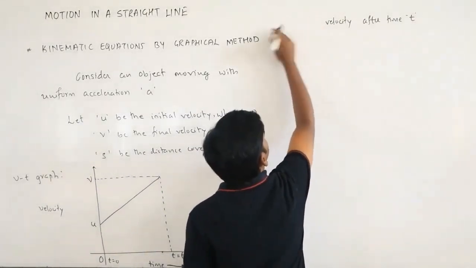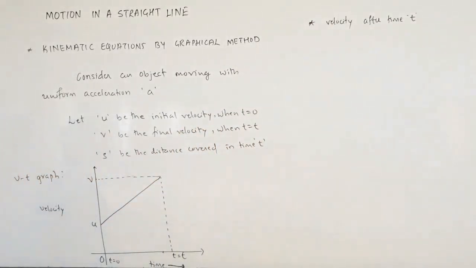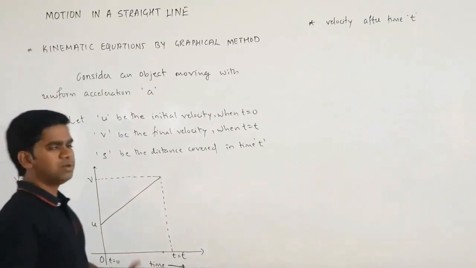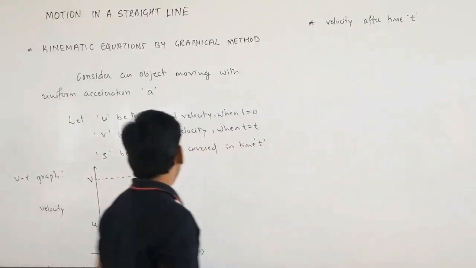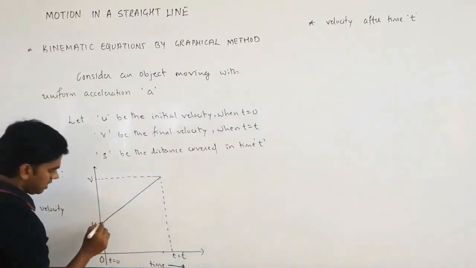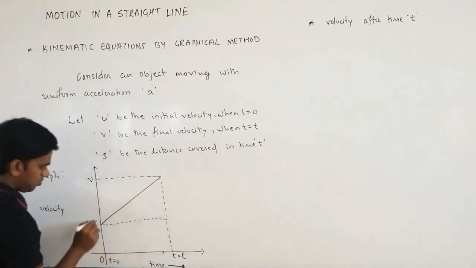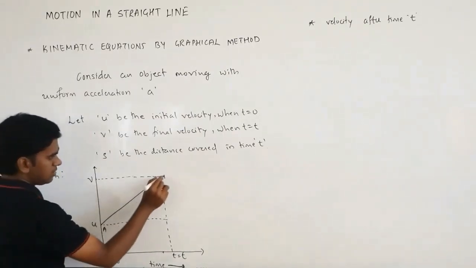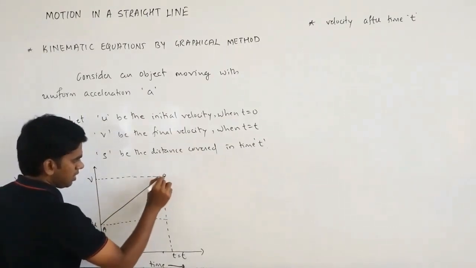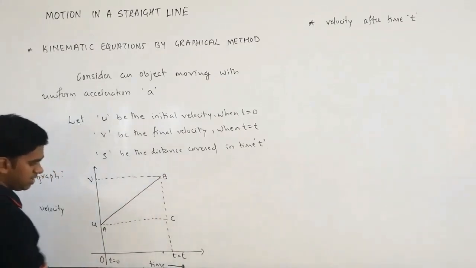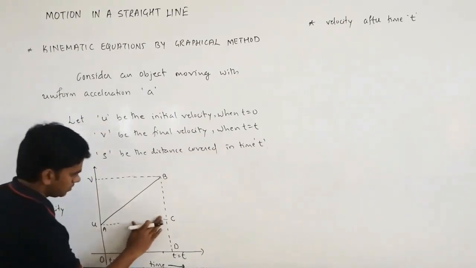Okay, so what is this? Velocity after time t. How can we find the velocity after time t? We know the equation, but we have to derive that equation only. So from here you can just join this one. Mark this point as A, this as B, and this as C. Here I will mark it as some D. Here the O is already there.